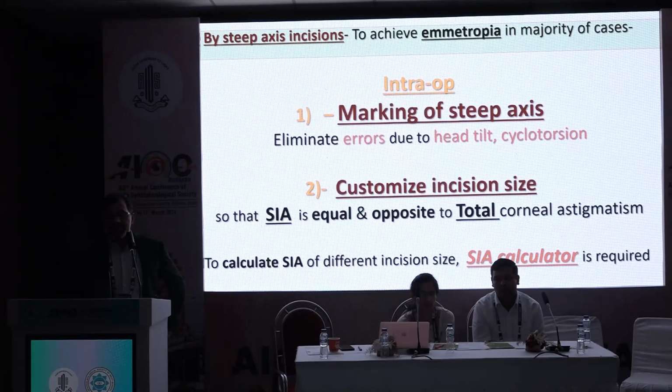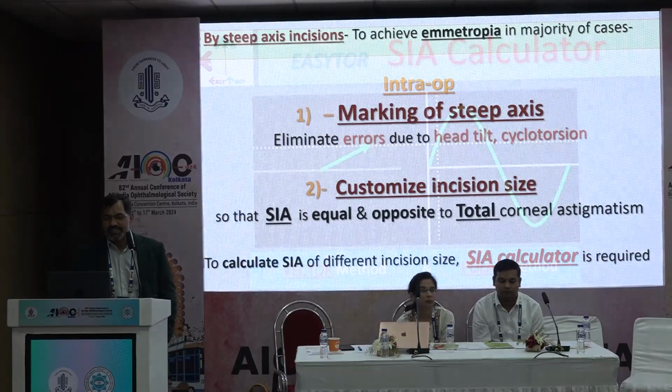For the steep axis incision, you have to take the incision on the steep axis, so marking of the steep axis is there. Then you have to customize your incision. The size of the incision should be proper so that it will induce the SIA which is equal and opposite to the total corneal astigmatism. And this is the hardest part: what should be the size of the incision.